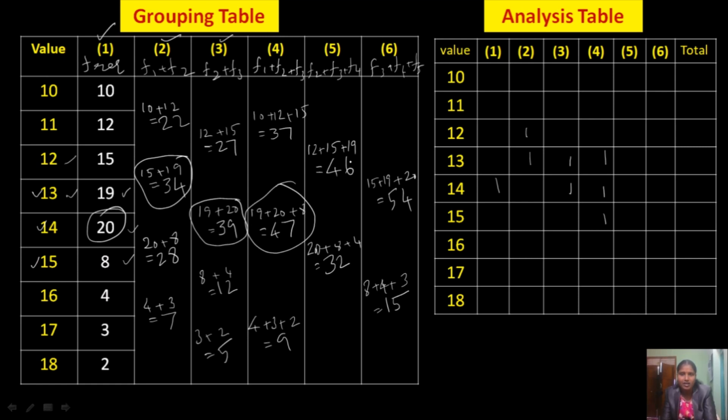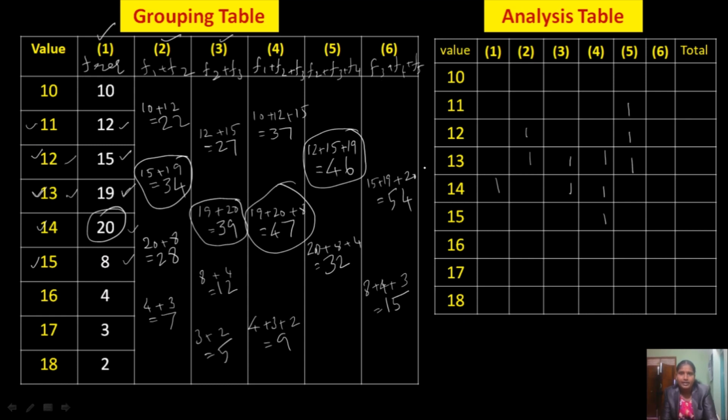Then under column 5, since we have only two values, between these, 46 is the highest value. This is obtained by adding 12, 15 and 19. These three correspond to 11, 12 and 13. I just put 1 against 11, 12 and 13 under column 5 in the analysis table.